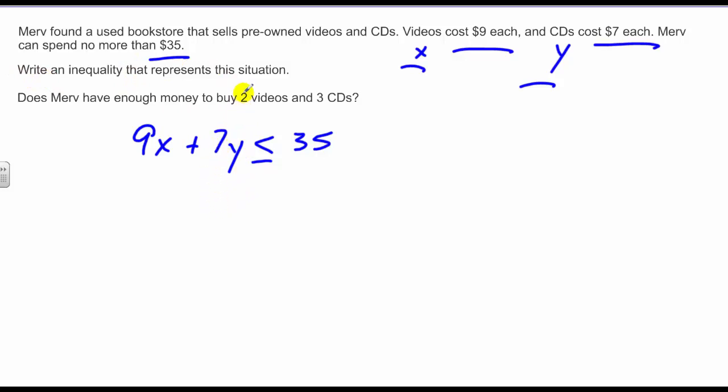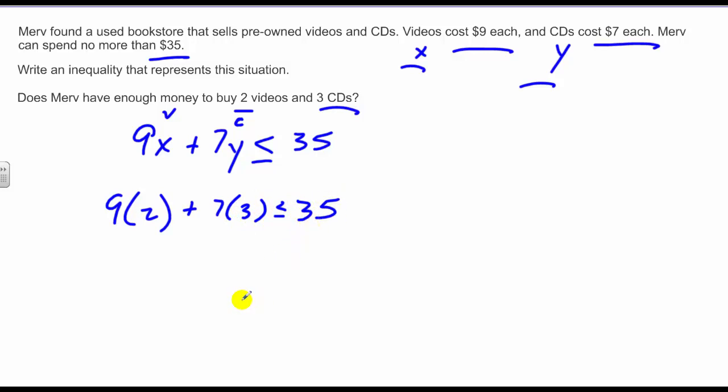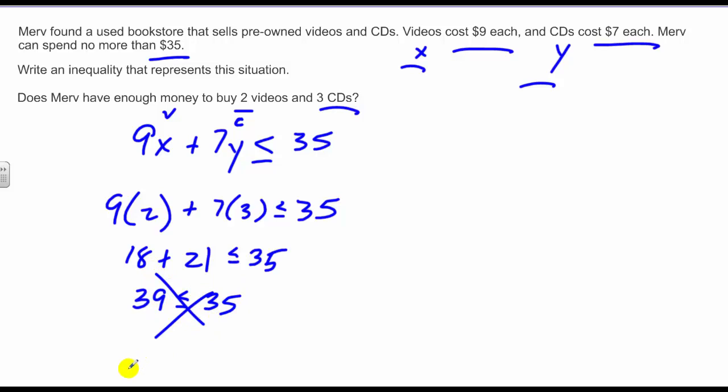And there's my inequality that represents the situation. And we want to know if he's got enough to buy 2 videos, 3 CDs. Well, my x is my videos, my CDs is my y, and if I plugged in, I could certainly figure this out. 2 videos are going to be 9 times 2, and 3 CDs are 7 times 3, and I want to know if that's less than or equal to 35. This is 18 plus 21. Is that less than or equal to 35? And we know it's not, because that ends up equaling 39. So the answer to this equation is no.